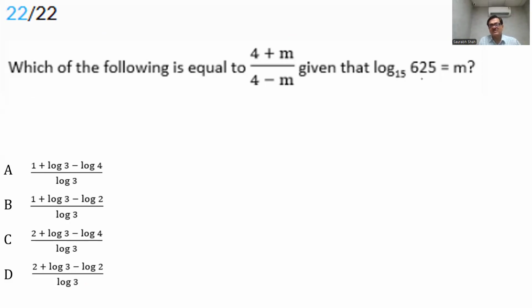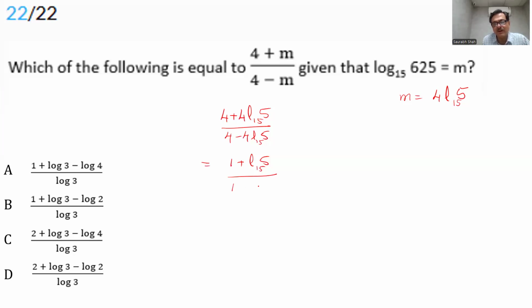Now 625 is 5 raised to 4. So m becomes 4. I just write L for log, not that I'm lazy, but we don't have the time. So m is 4 log 5 to the base 15. Now this is what is m. Let's replace that value here. So it is 4 plus 4 log 5 to the base 15 divided by 4 minus 4 log 5 to the base 15. The 4s will cancel out, and this becomes 1 plus log 5 to the base 15 divided by 1 minus log 5 to the base 15.